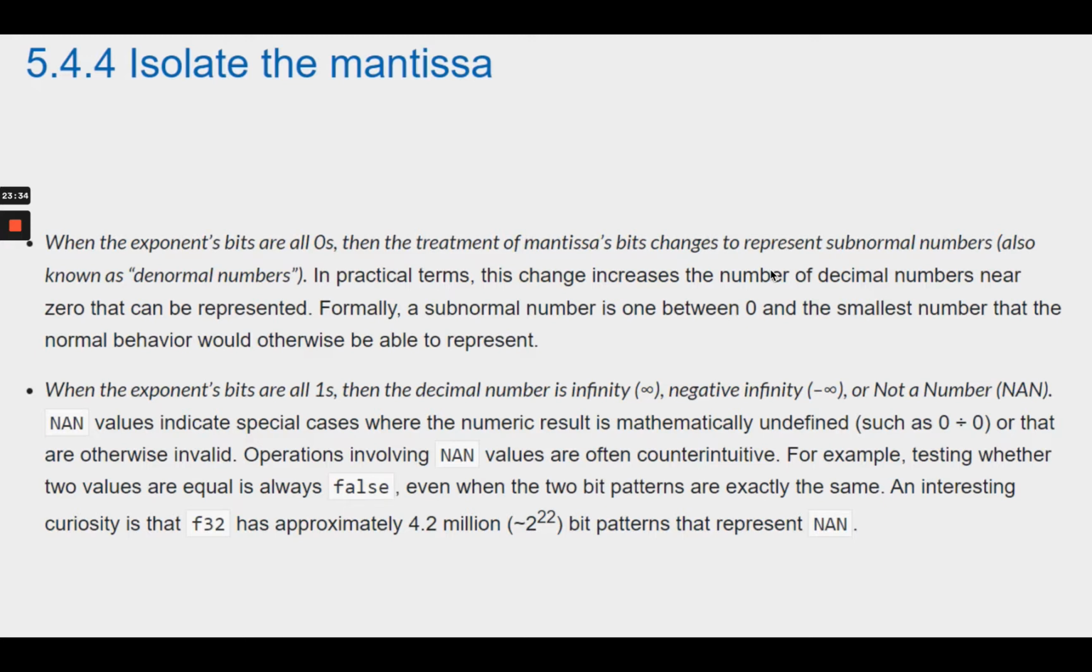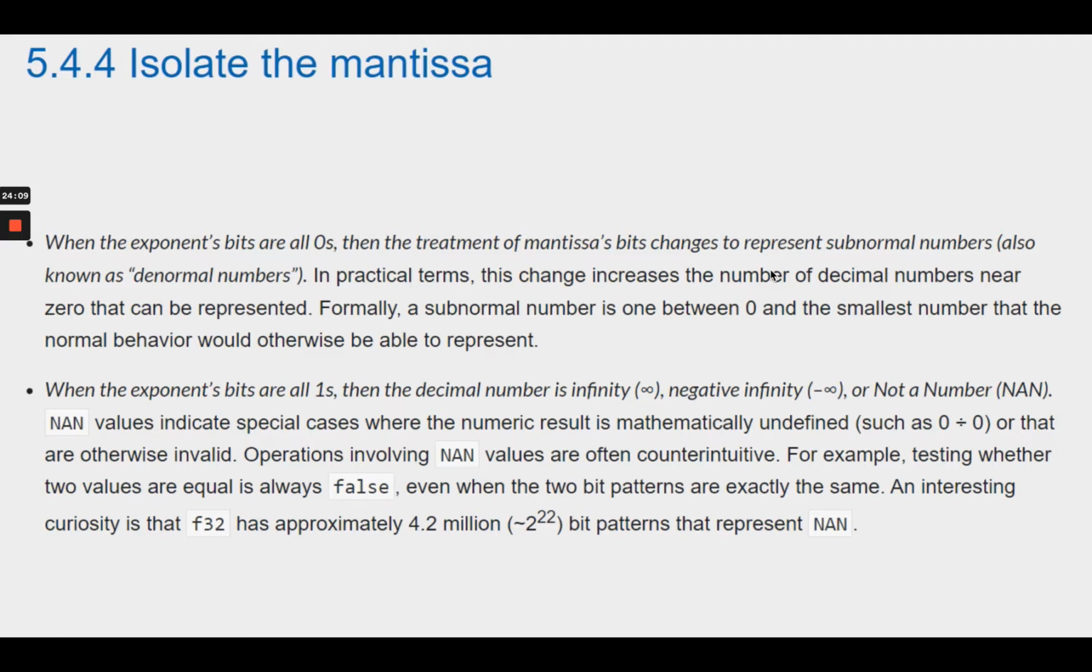When the exponent's bits are all zeros, then the treatment of the mantissa's bits change to represent subnormal numbers, also known as denormal numbers. In practical terms, this change increases the number of decimal numbers near 0 that can be represented. Formally, a subnormal number is one between 0 and the smallest number that normal behavior would otherwise be able to represent.